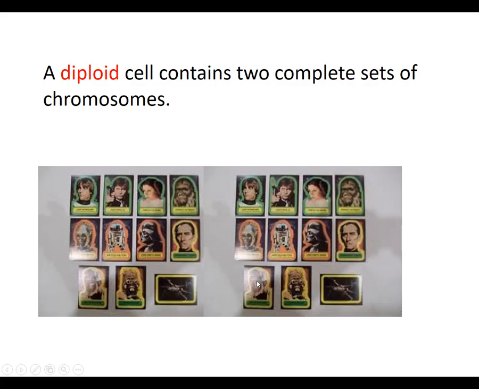In humans, each set of chromosomes is 23 different chromosomes. So like 23 different trading cards. And two sets would be 23 and another 23. So 46 in a single cell would be a diploid cell.